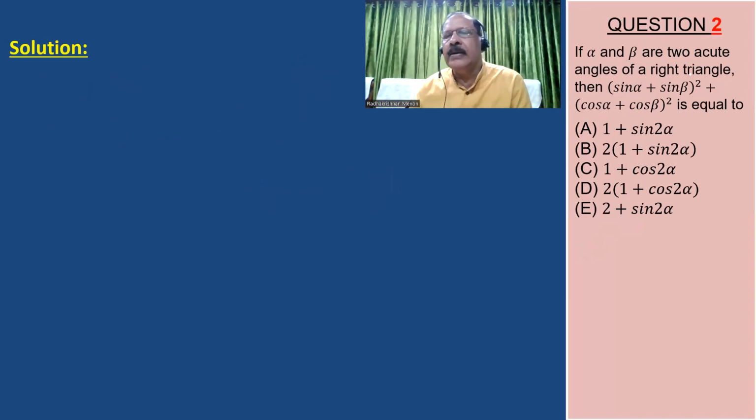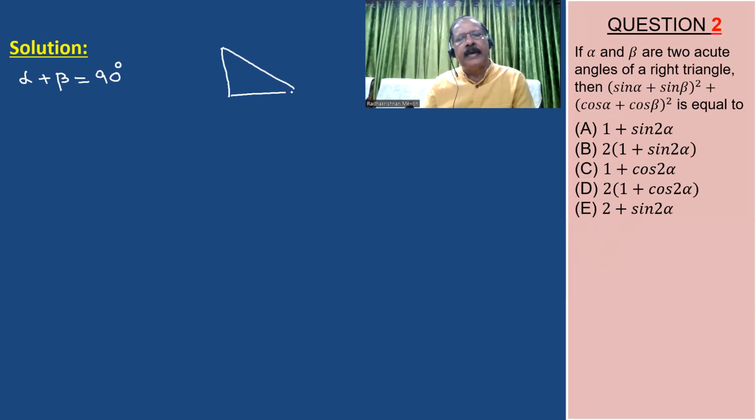Alpha and beta are 2 acute angles. So alpha and beta lie in between 0 degree and 90 degree. Now they are 2 acute angles of a right angle triangle. So what is the first information which we are getting? Alpha plus beta is equal to 90 degree. Because in a right angle triangle, if 2 acute angles are alpha and beta, one angle definitely is 90 degree. So the sum of the other 2 angles also is equal to 90 degree. Let us call it equation 1.